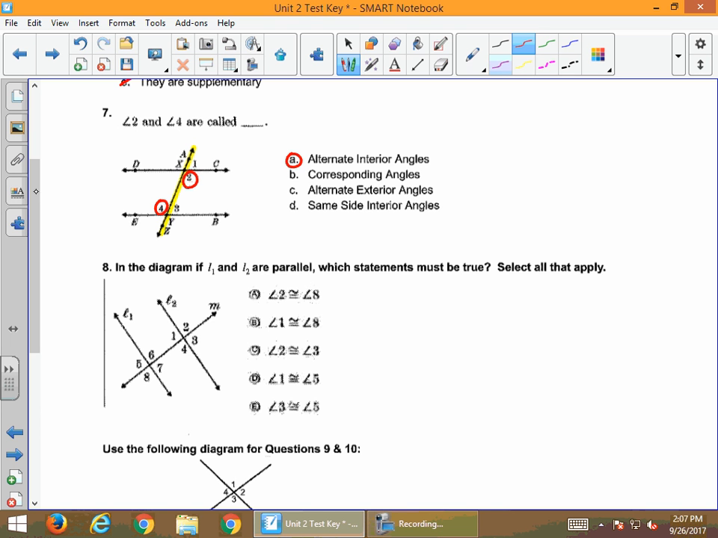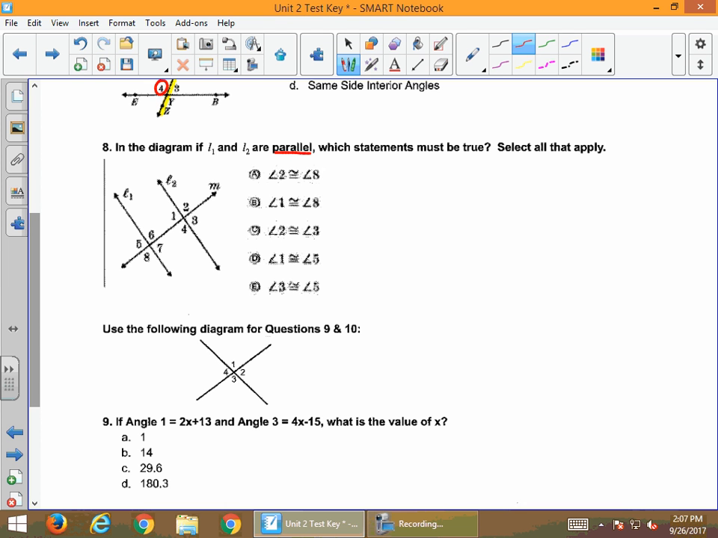For B, it says lines 1 and 2 are parallel. This is important. They are parallel, so I have a lot of angles that are going to be congruent. Select all that are true. Are 2 and 8 congruent? Those are alternate exterior angles, so yes, they are congruent. How about 1 and 8? Those are no special type of angles, so no, those are not congruent. 2 and 3 are a linear pair, so they add up to 180. They are not congruent.